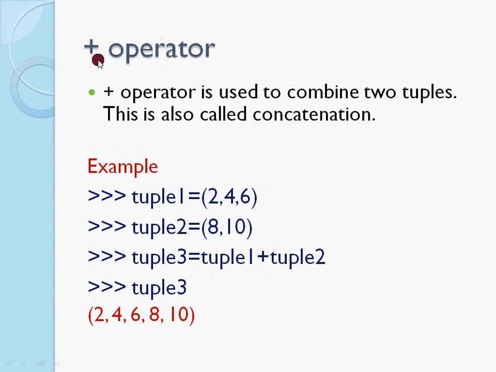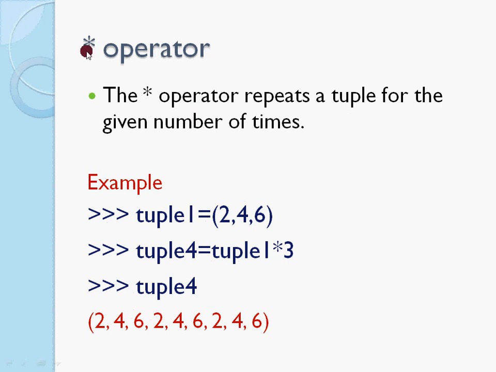The plus operator is used to combine two tuples, that is concatenation. So if these are the two tuples and we create a new tuple like this, tuple 1 plus tuple 2, then the concatenation of these two tuples is done and assigned to tuple 3, and this is the output. And the star operator repeats the tuple for the given number of times. So if this is the tuple and we repeat it 3 times, then this tuple is repeated 3 times and assigned to tuple 4. So this is the newly created tuple 4.